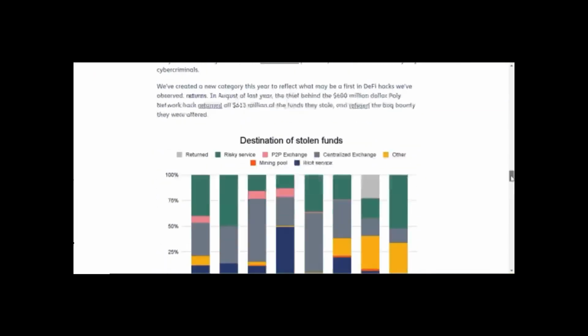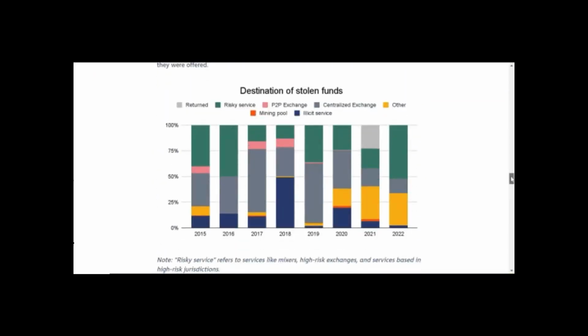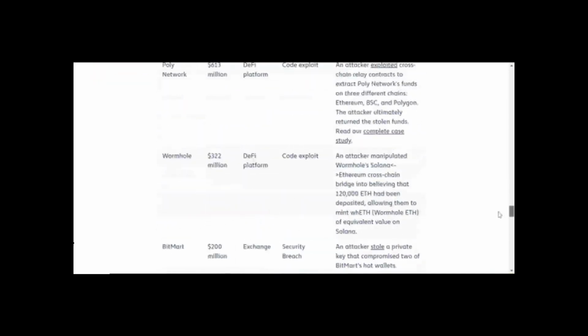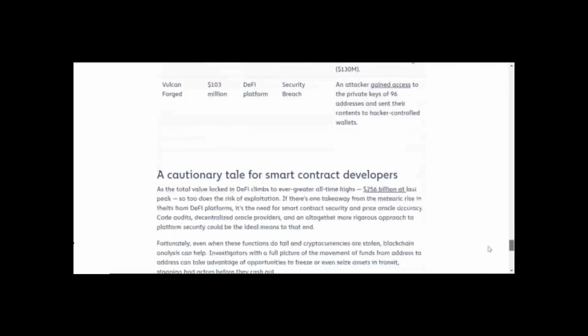Now that we've seen that, we're going to see another report. You can see the destination of stolen funds, where people are actually putting this money after the hack. Now we can see another report. You can come down here.